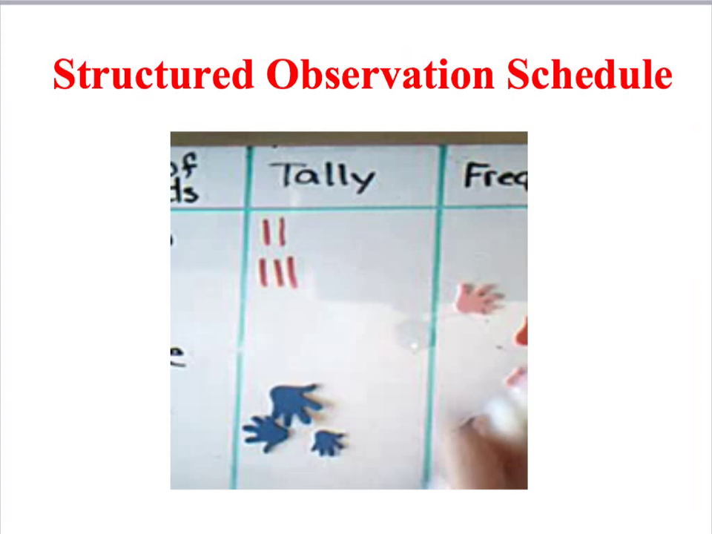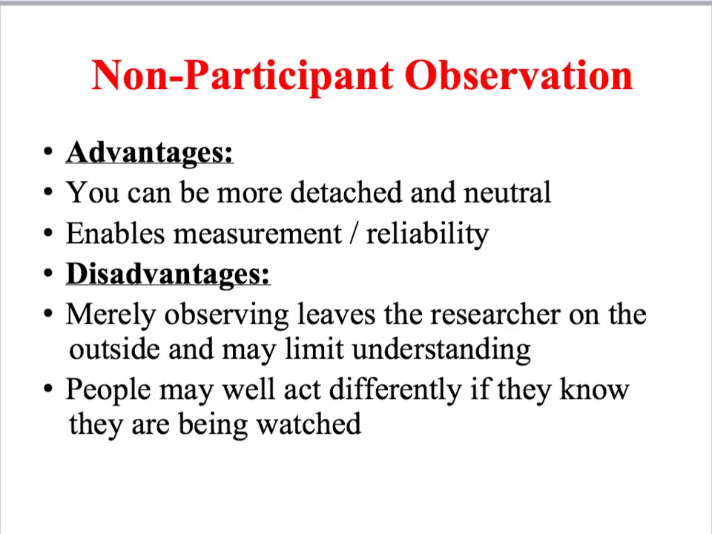So, for example, a researcher may go into a classroom to study the differences in behaviour between girls and boys, and the researcher may have categories like how often and for how long boys and girls talk, how much time the teacher gives to boys and girls. So in the case of structured non-participant observation, there's the potential to make it more scientific and more positivistic. So one of the key advantages of non-participant observation is you can be more detached and neutral if you're observing the group from a distance.